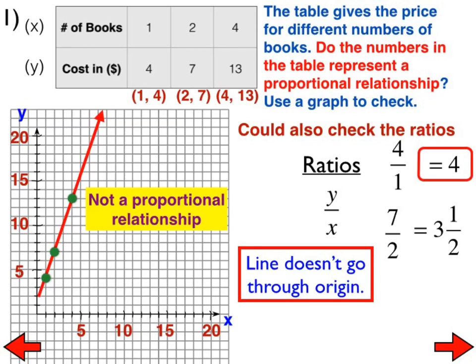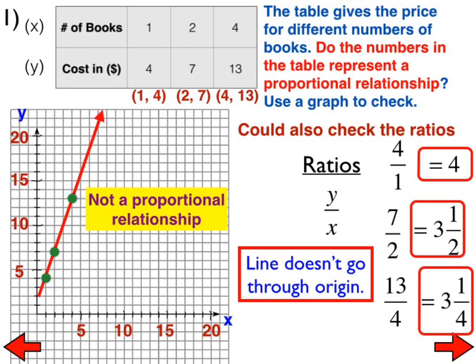We could stop with the ratios. If the ratios are equivalent, it's a proportional relationship. But these ratios are not equivalent. Therefore, it's not a proportional relationship. So I've shown you with a graph that's not going through the origin, and I've proven it to you by checking the ratios of y over x. It's not a proportional relationship.